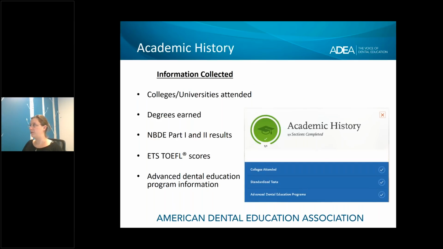The next section of the application, academic history, asks for 3 parts of the applicant's academic history. Applicants are required to list all U.S. and foreign colleges or universities attended, any degrees earned, standardized test scores, and any advanced dental education programs completed. The following slides will provide detail about the standardized test and transcript requirements.